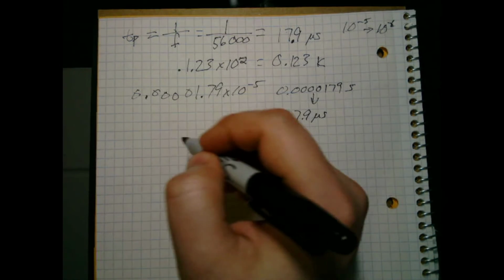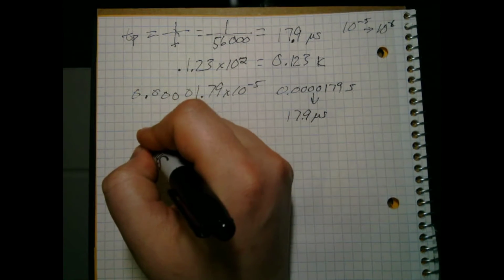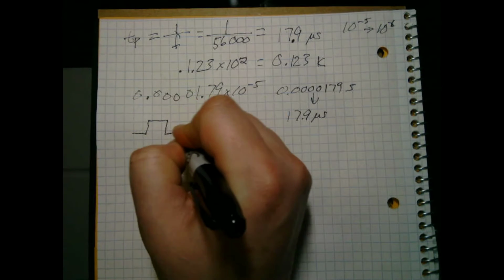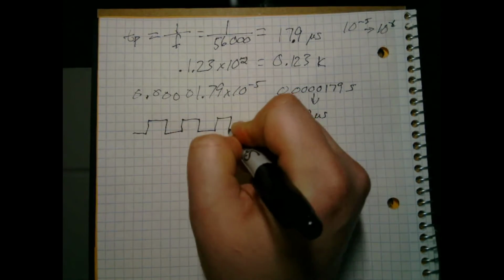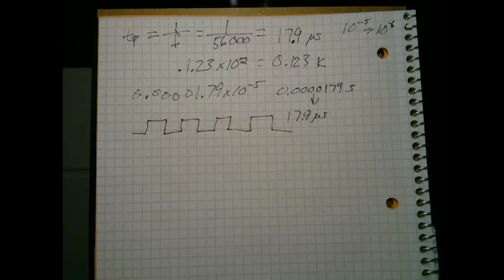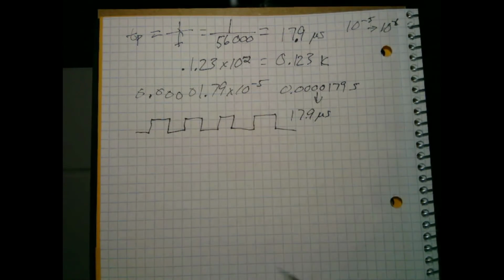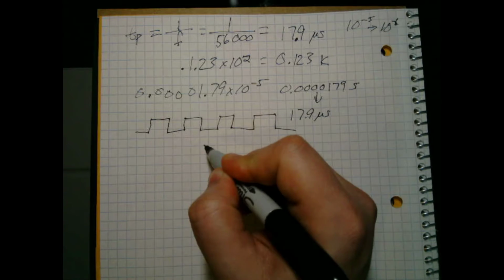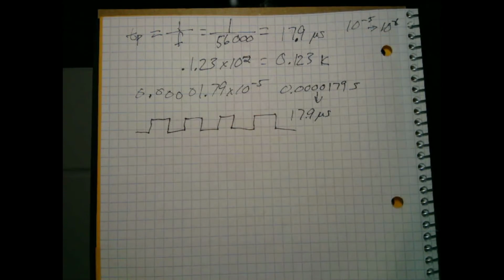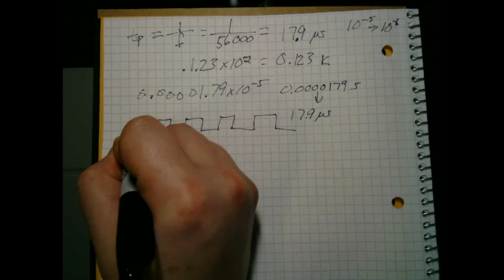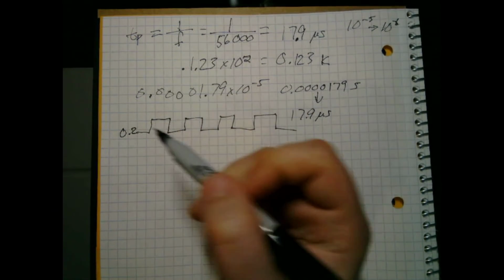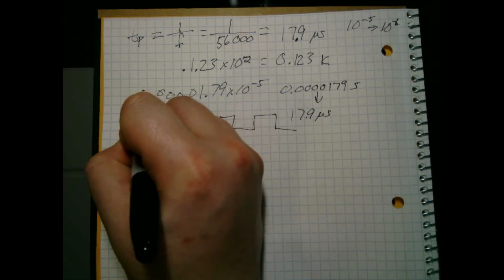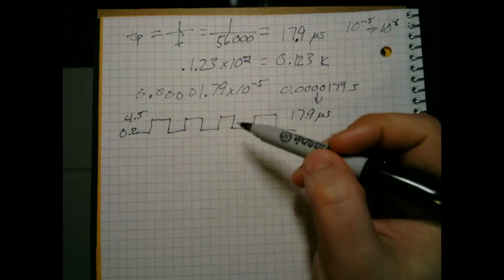They said it was a clock signal, or clock waveform, so it's basically going to be alternating like this, just alternating between 0 and 1. They wanted us to label, so they said that low is going to be 0.2 volts, so we'll just put 0.2 there. And they said high was going to be 4.5 volts, so we just put 4.5 there.